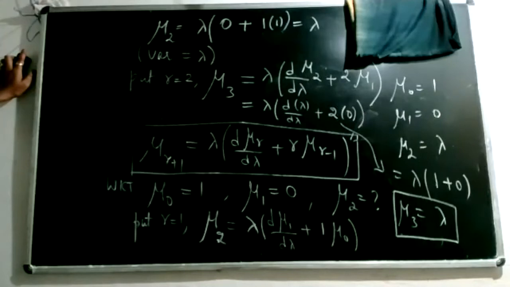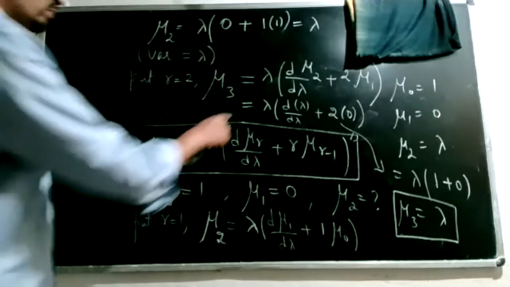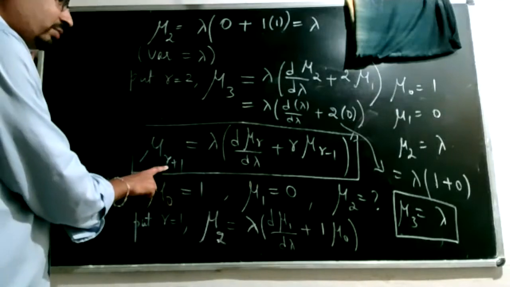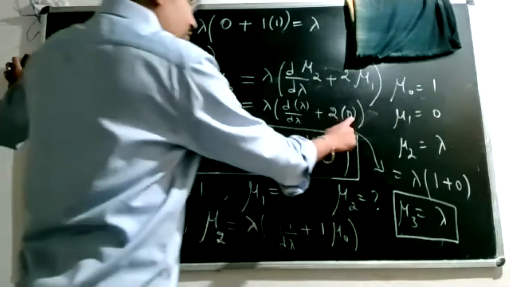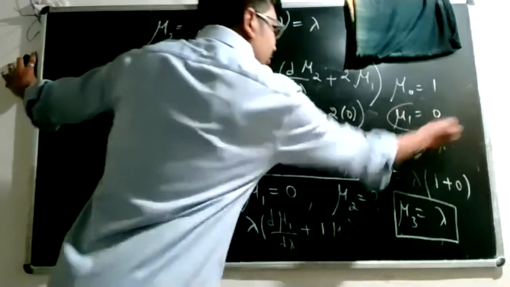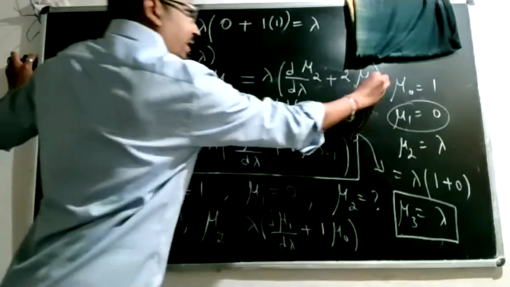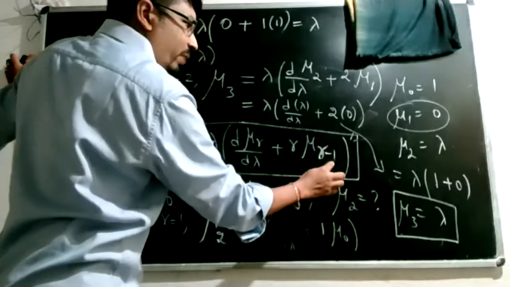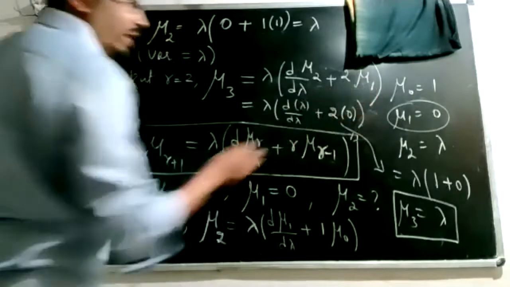Sir, mu 2, r minus 1. Sir, 2 into mu 1, so mu 1 is 0. Sorry, 2 minus 1. 2 minus 1 is 1. So it is mu 1.